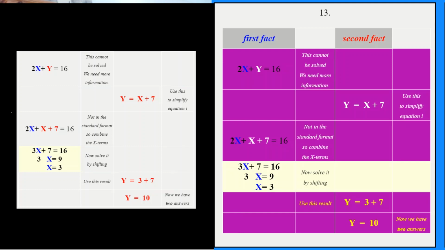So here's the original solution showing the 3 stages. Preliminary, solving the equation to find a value, and supplementary: is there anything else we need to find?